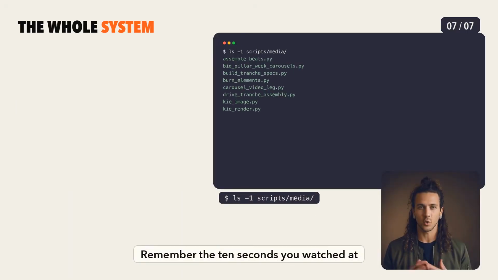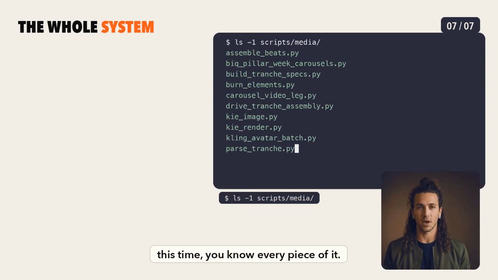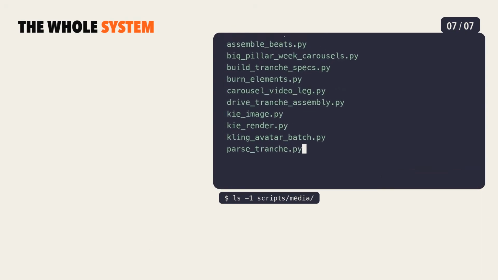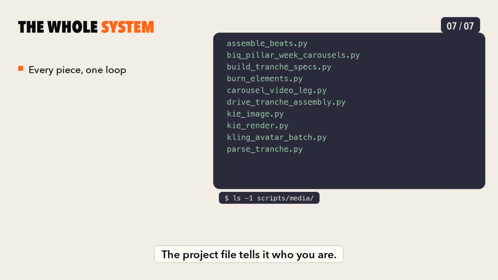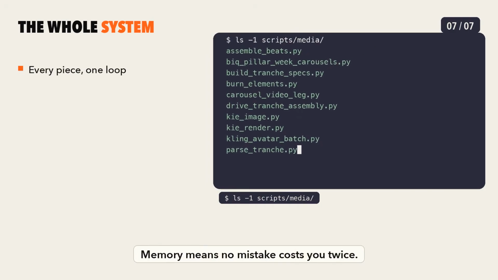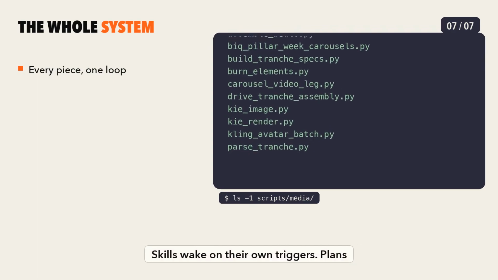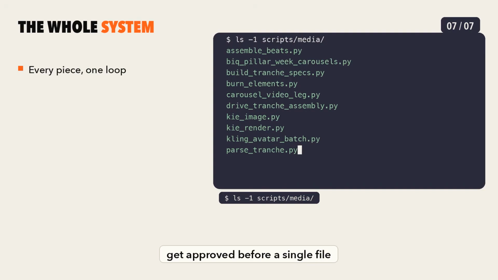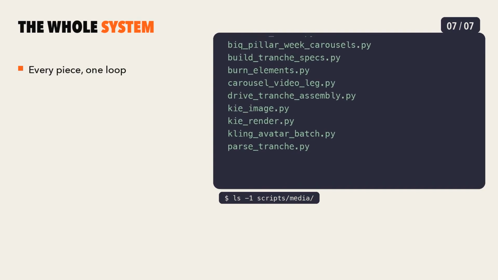Remember the 10 seconds you watched at the very start. Here it is again, and this time, you know every piece of it. That's every piece running as one loop. The project file tells it who you are. Memory means no mistake costs you twice. Skills wake on their own triggers. Plans get approved before a single file changes. And the gate catches junk before it ships.